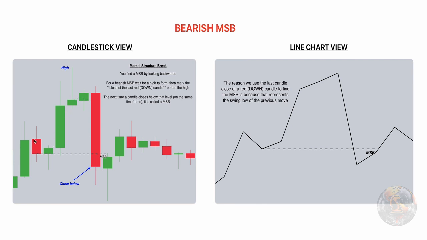I'm going to go back. Here's a red candle. There's the close of the candle. I draw my market structure line across that, and then the next time a candle closes below that level, on the same time frame, it's called a market structure break. Again, in line chart view, you see the swing low. When the swing low gets broken, that's a high probability reversal. So that's a refresher on market structure break.